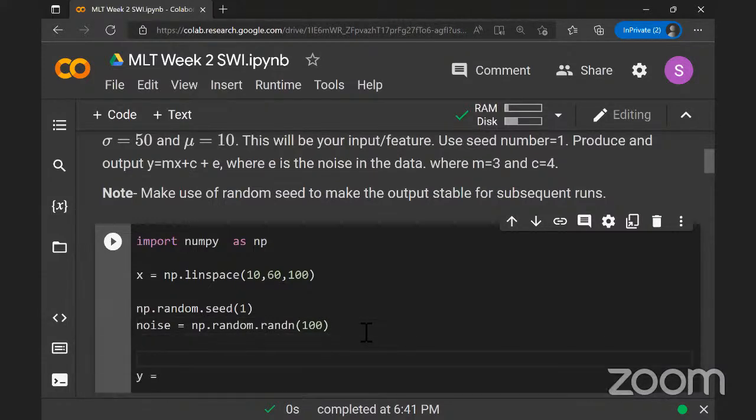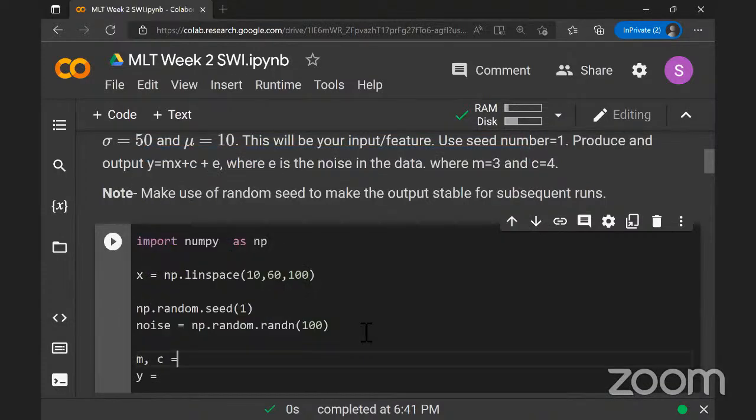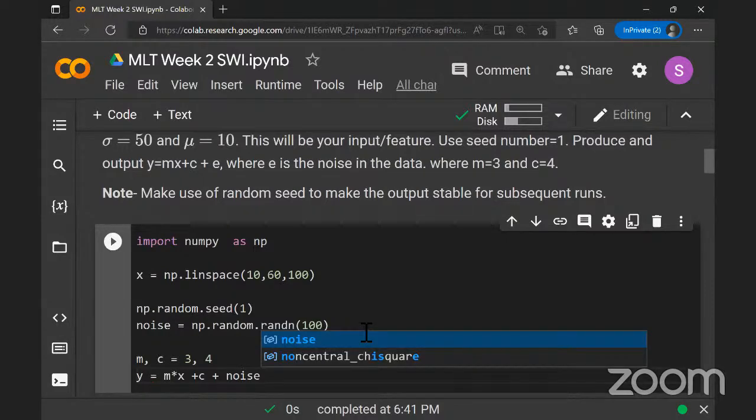Before I go to y, I'll write m, c is equal to 3, 4. So I have initialized my m and c. Now what I want is y is equal to mx plus c, m star x plus c, plus my noise. But this noise is supposed to have 10 mean. How can I do this?